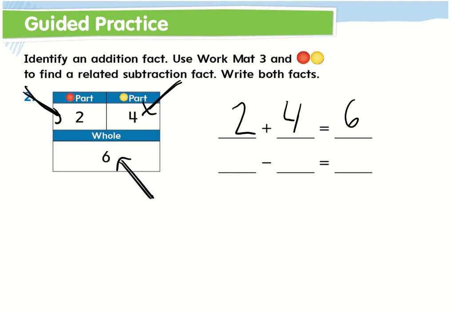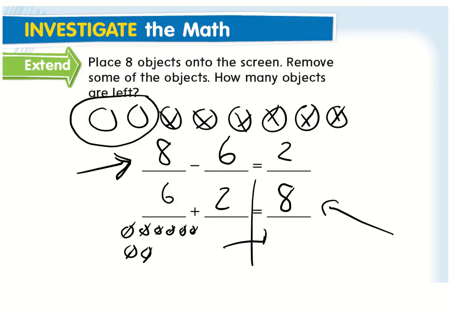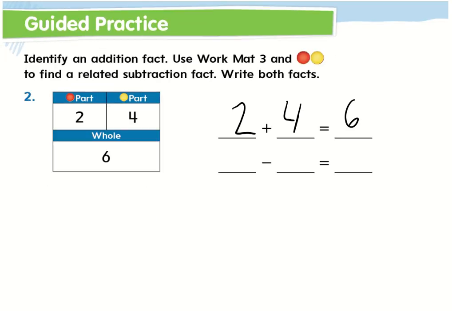Next part that I have, boys and girls, is going to be the whole minus part minus part. So what that's going to look like is taking the biggest number for the whole, which is 6, subtracting part of it, let's just take away 2, and that would equal 4 right there.